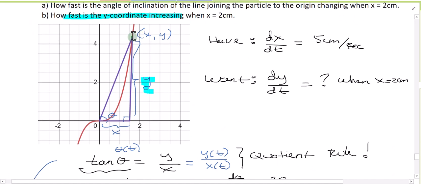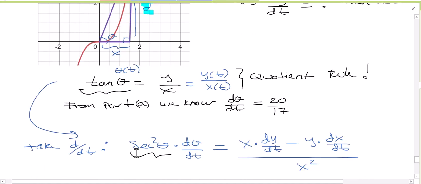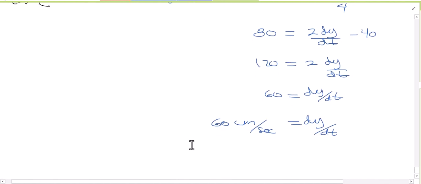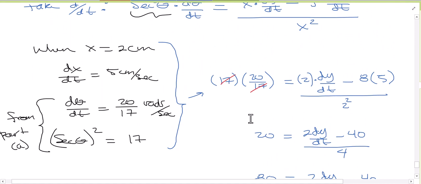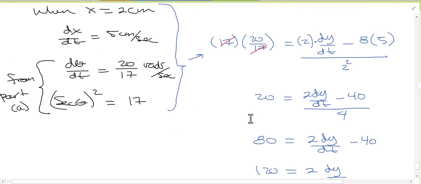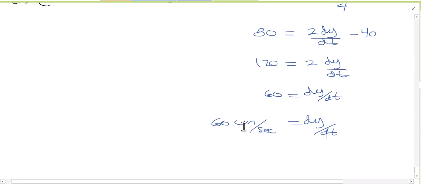When you have a particle moving along y equals x cubed and x is changing at a rate of 5 centimeters per second, the y coordinate is changing, as we just found, at 60 centimeters per second. I hope I didn't make any small algebra mistakes here, but that seems to be consistent with my notes.